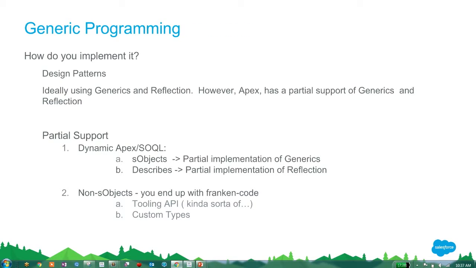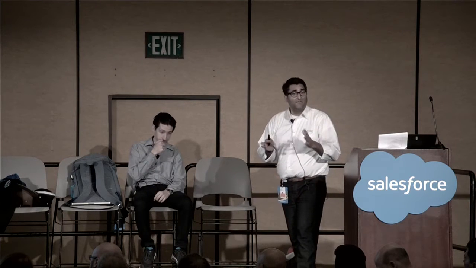Partial support means that we have SObjects, which give us a partial implementation of generics that allow methods to take in different types of SObjects, so accounts, opportunities. One method can handle all that and return an SObject. You just do some casting to help you. And you have describes, which give us a partial implementation of reflection, allowing us to interrogate the field or the SObject and say, hey, tell me some properties about you. In the non-SObject world, well, we end up with, for lack of better words, Frankencode. Sometimes you just have to write it because that's the limitation of the platform. And you deal with that with the tooling API and custom types, which Adam will talk about.